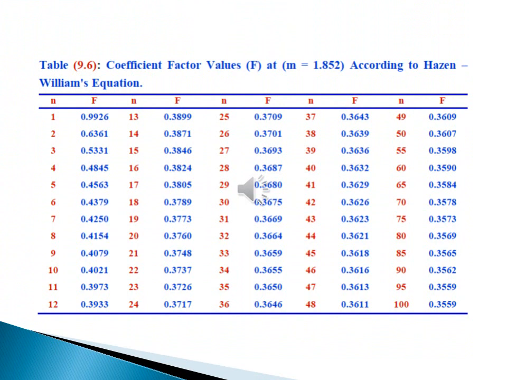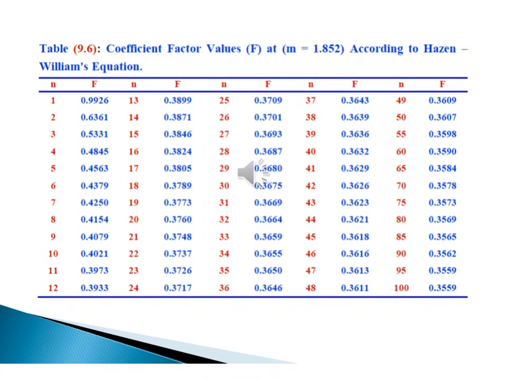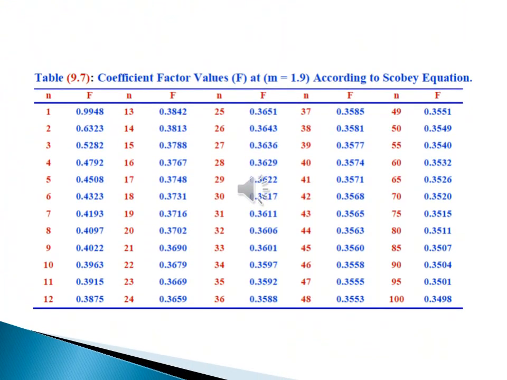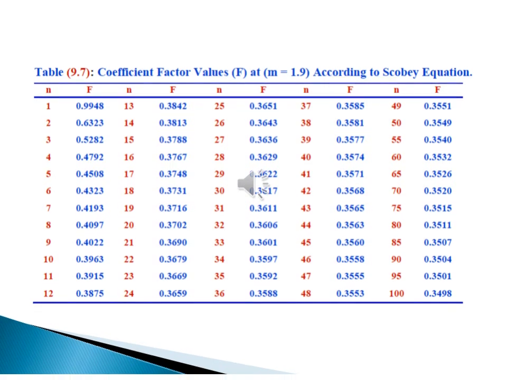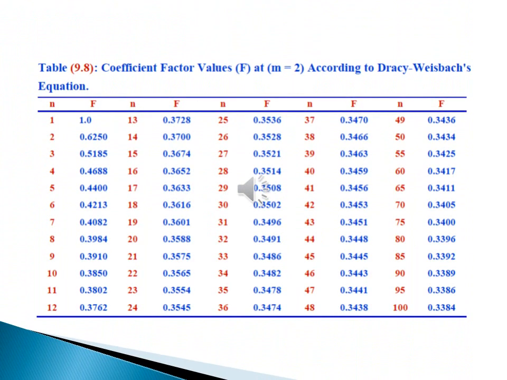Table showing coefficient vector values F at an m value equal to 1.852 according to the Hazen-Williams equation. Look, my dear, by yourself. Table showing coefficient vector values F at an m value equal to 1.9 according to the Scobey equation. Table showing coefficient vector values F at an m value equal to 2 according to the Darcy-Weisbach equation.